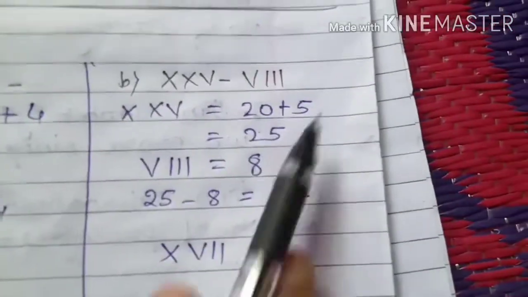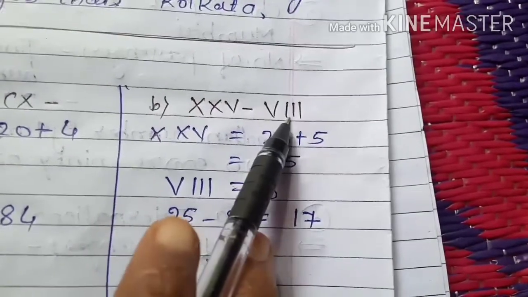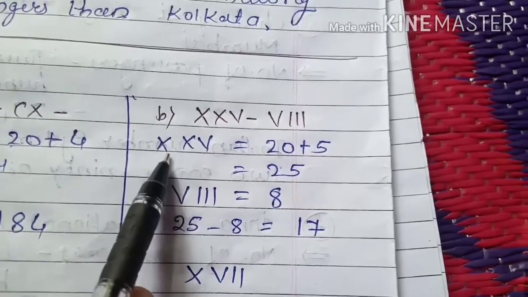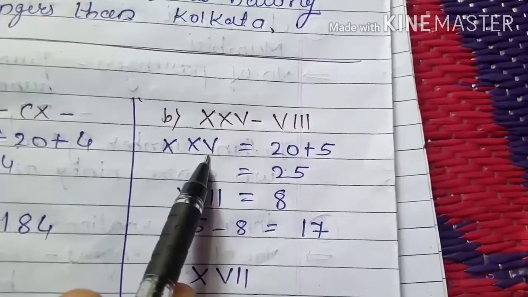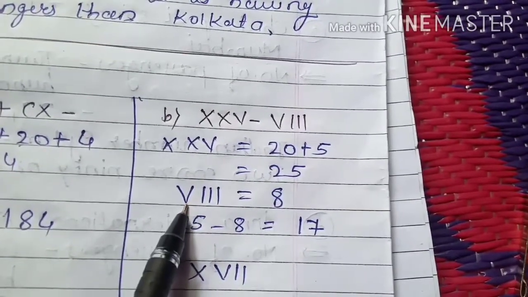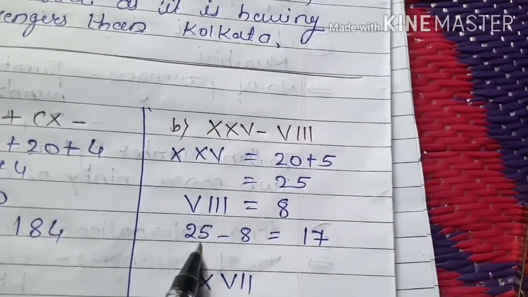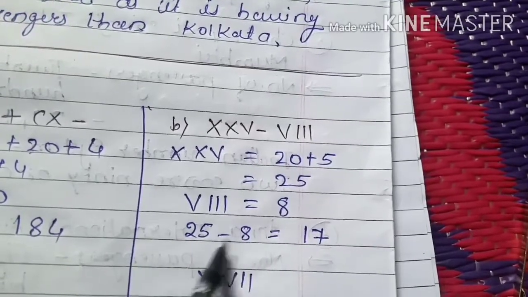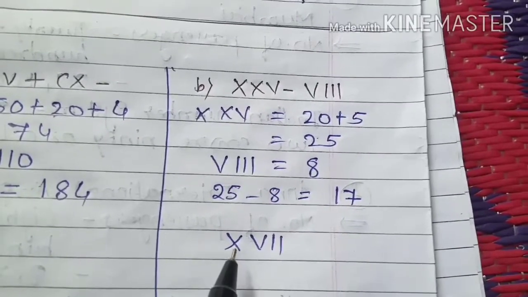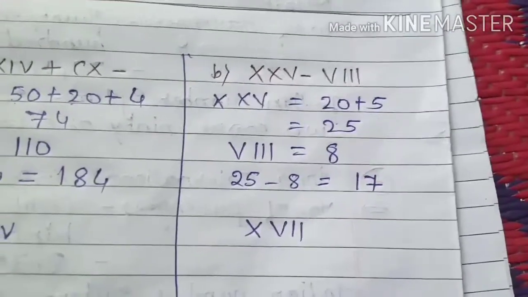See, the second one is a subtraction problem: 2 times X, capital V, minus capital V, 3 times I. So convert the first Roman number into a Hindu-Arabic number. 2 times capital X means 20, V means 5, 20 plus 5 is 25. Similarly, the second number, capital V and 3 times I, is equal to 8. Now subtract these two numbers: 25 minus 8 is 17. Again, convert this 17 into a Roman number, that is capital X V I 2 times. This is the solution for the fourth question.